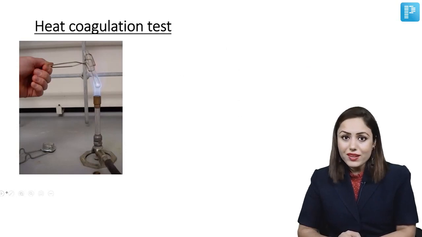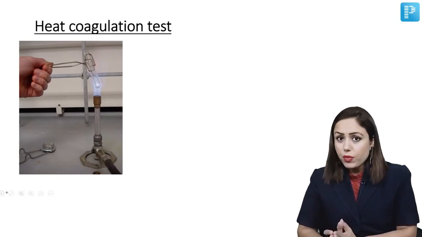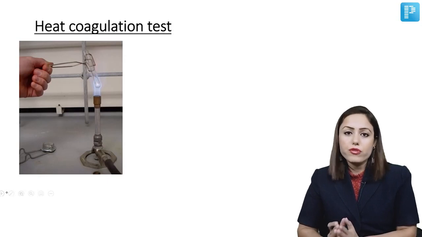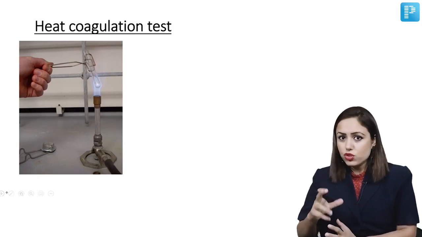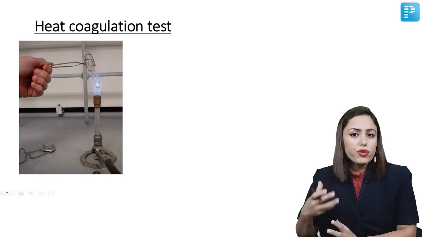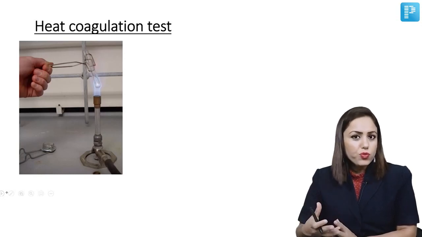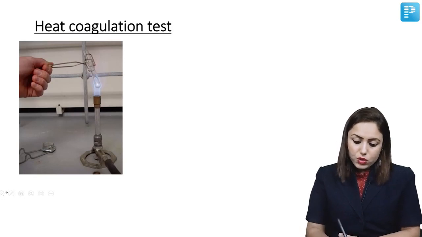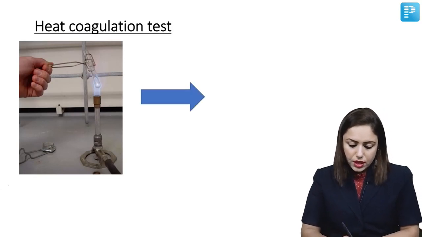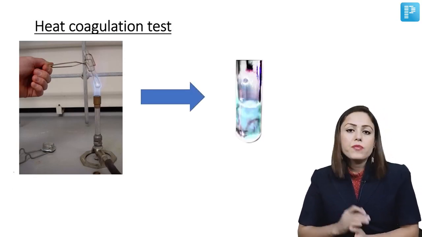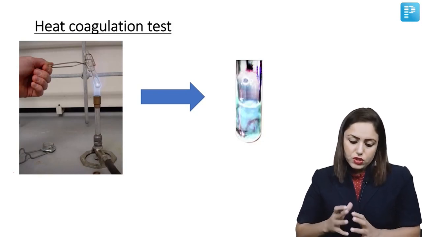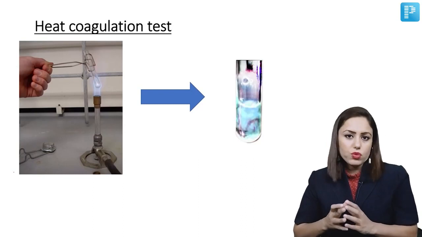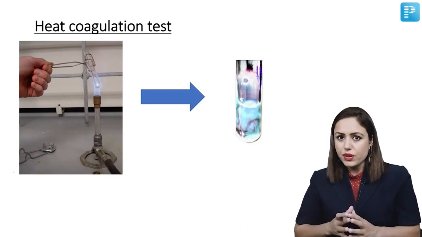Next, coming to the heat coagulation test. If you remember, you did it a lot in your first year biochemistry practicals: you take protein solution, fill 2/3 of the tube with it, and boil it, heat it, and what you get is protein coagulation occurring here, right? So if such an image is given, you can detect what is happening.